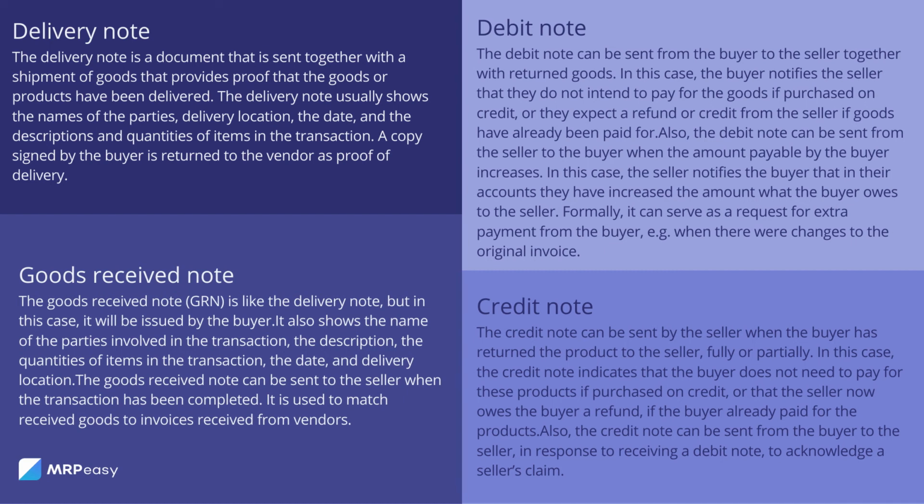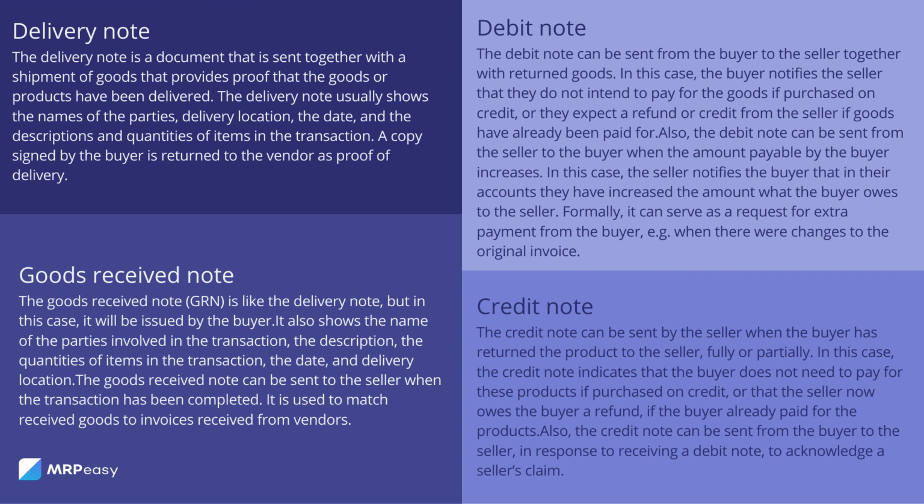Debit Note. The debit note can be sent from the buyer to the seller together with returned goods. In this case, the buyer notifies the seller that they do not intend to pay for the goods if purchased on credit, or they can expect a refund or credit from the seller if goods have already been paid for. Also, the debit note can be sent from the seller to the buyer when the amount payable by the buyer increases. In this case, the seller notifies the buyer that in their accounts they have increased the amount that the buyer owes to the seller. Formally, it can serve as a request for extra payment from the buyer, e.g., when there were changes to the original invoice.